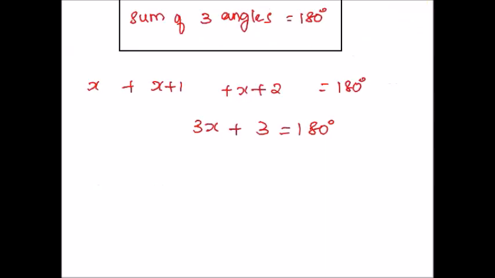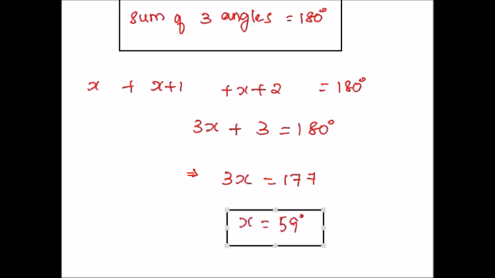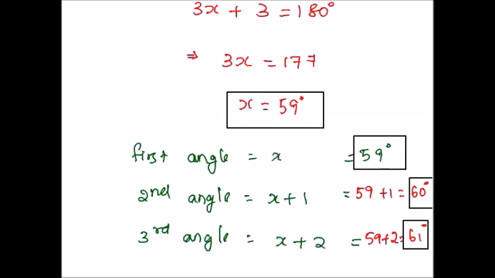By subtracting 3 from both sides, you will get 3x equal to 177. Dividing both sides by 3, you will get x equal to 59 degrees. So our first angle is 59. The second and third would be the next two numbers, 60 and 61. You can also just try plugging in. Hence the 3 angles of the triangle in this example are 59 degrees, 60 degrees and 61 degrees.